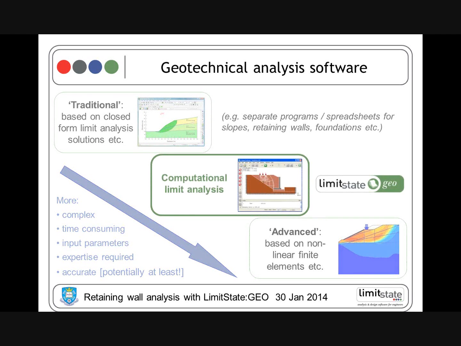Filling a gap in the middle between those 2 types, we could say, is computational limit analysis, which is what LimitState GEO provides: an ability to analyze the ultimate limit state with the flexibility of geometry specification that you get with finite elements, but the ease of use of traditional methods. In a sense, all you need in terms of parameters are cohesion, friction, and self-weight of the soil, and you can deal with a wide range of problems.